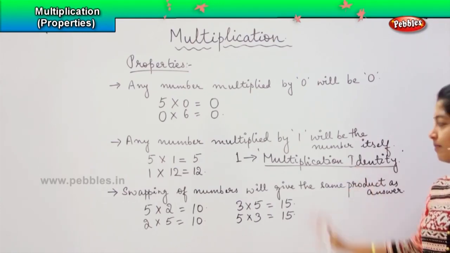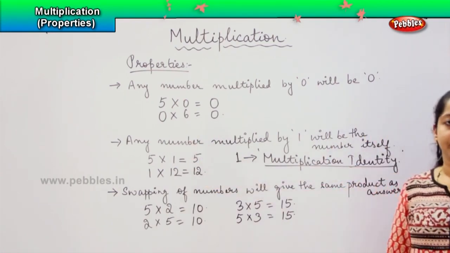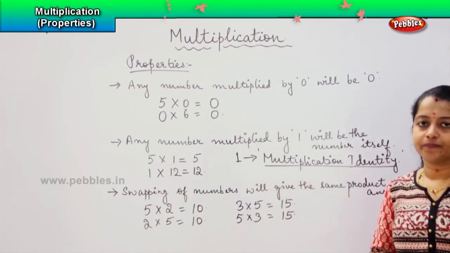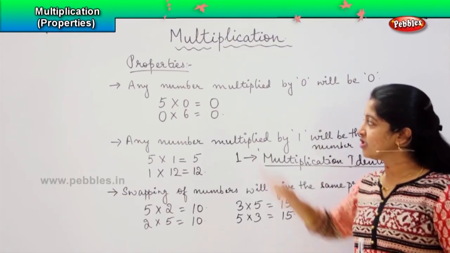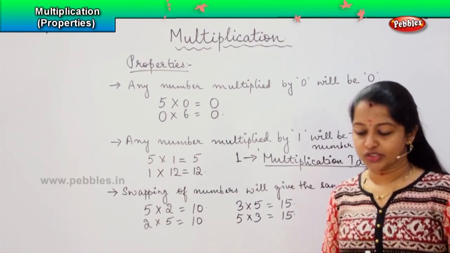What do you mean by identity? Being the same, right? So, similarly, whatever you multiply, the number will remain the same. Okay? So, 1 is called my multiplication identity. So, are you clear with the properties of multiplication, children? Based on these properties, we are going to solve our questions.